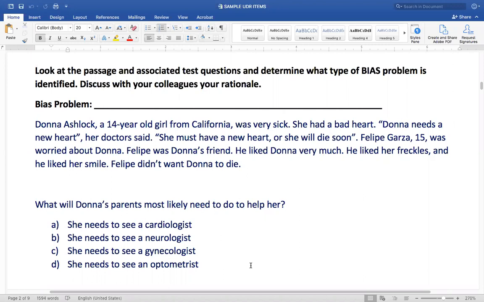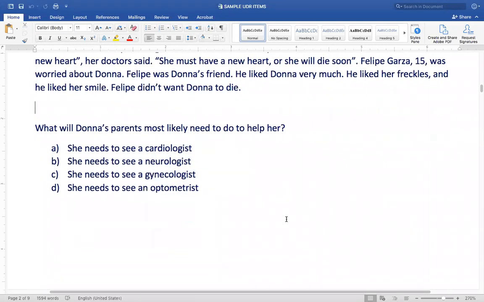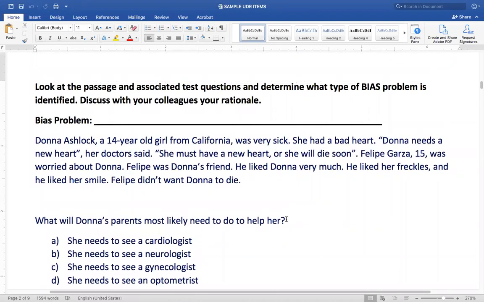Look at the language, okay? Imagine that this is a test question for a 4th grade or 3rd grade level student. Look at the vocabulary. Ask yourself this question: do you think the student will know what a cardiologist, neurologist, gynecologist, or optometrist is? The vocabulary is maybe too high for this level, okay? Something to consider. So the type of bias is, of course, sensitive topics, and it's also vocabulary bias.